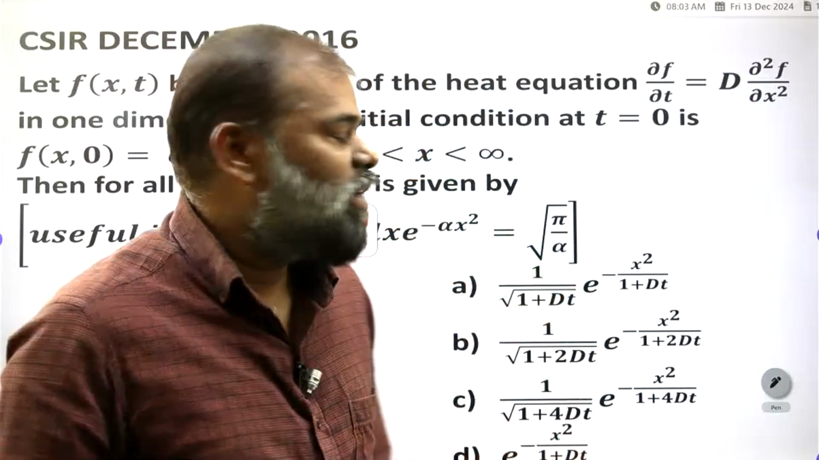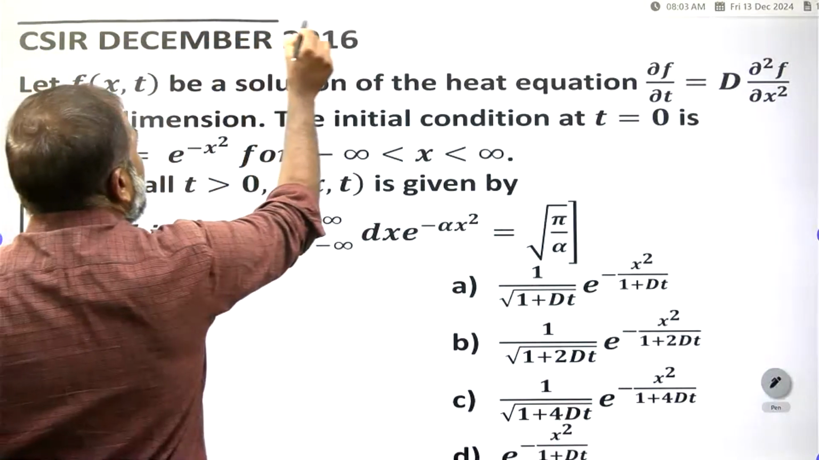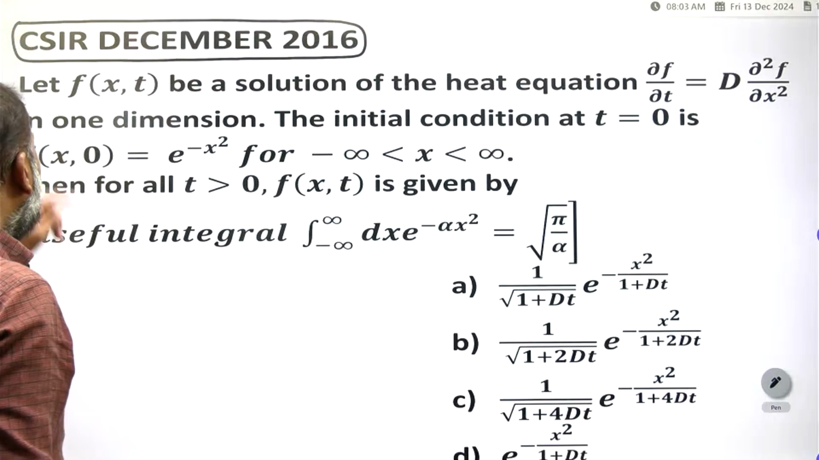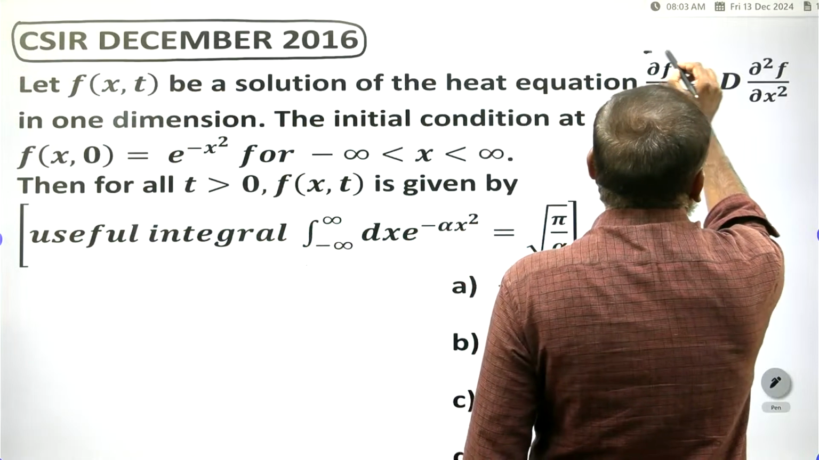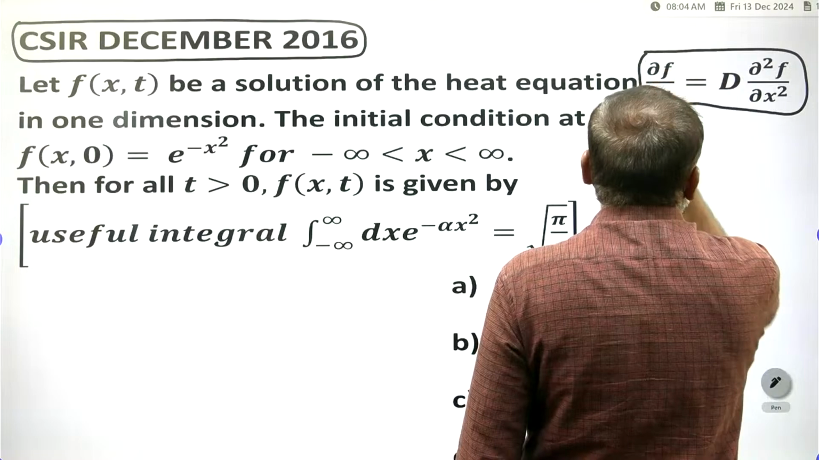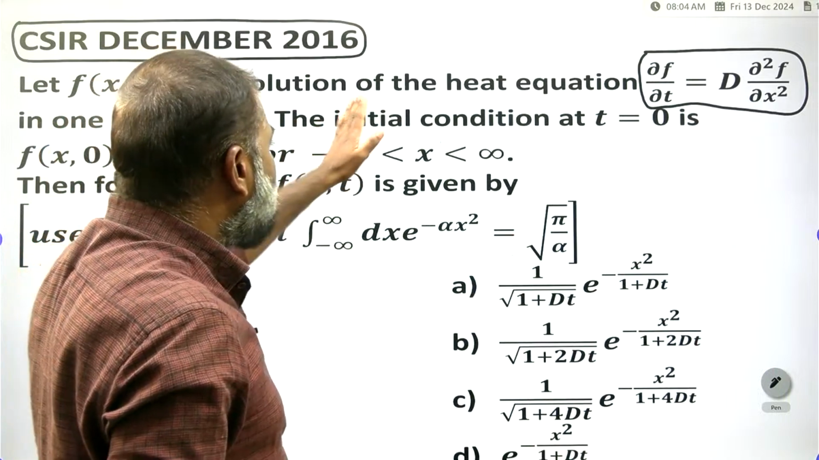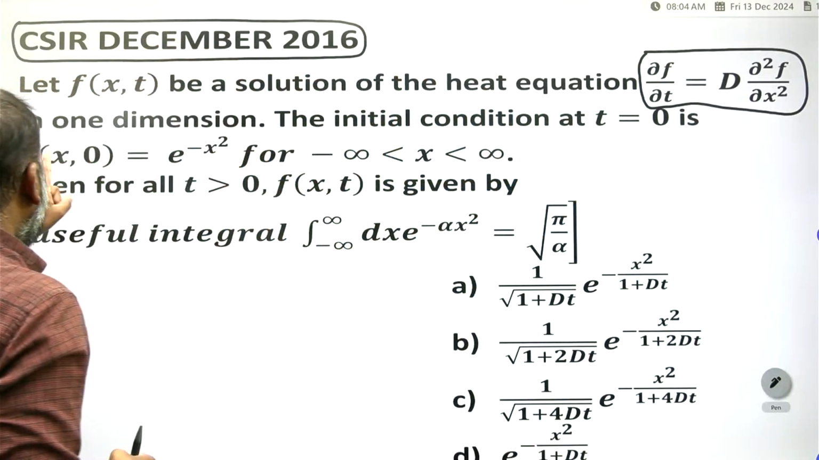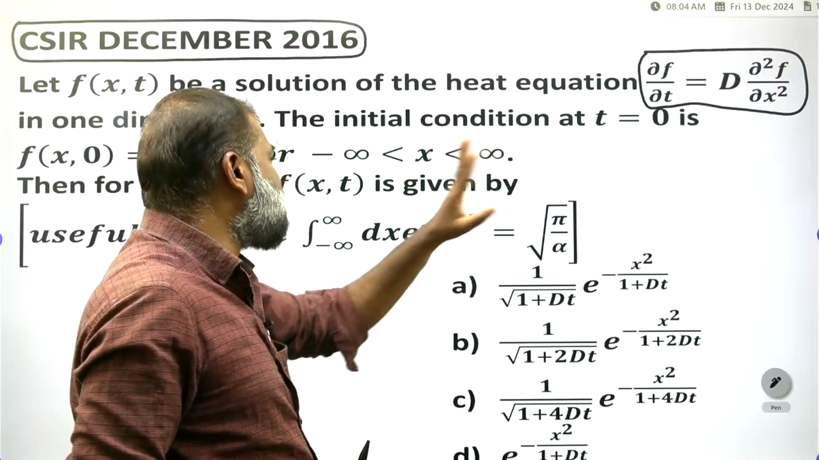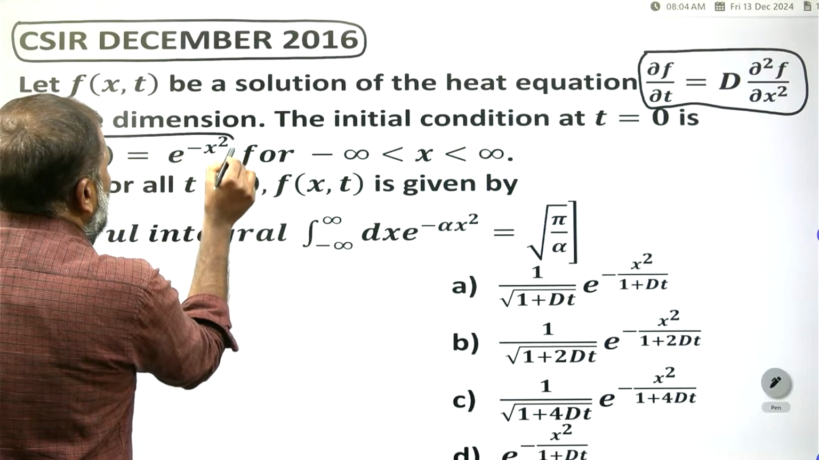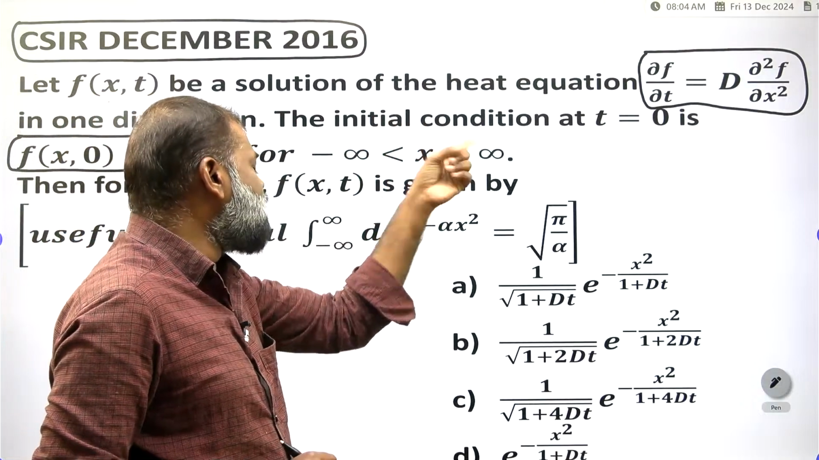Clear? Now, once you see when this question came, December 2016, this question was asked: let f of x comma t be a solution of a heat equation. That heat equation is dou f by dou t is equal to d into dou square f by dou x square in one dimension. The initial condition at t is equal to 0 is f of x comma 0 is equal to e to the power of minus x square, for minus infinity less than x less than plus infinity.